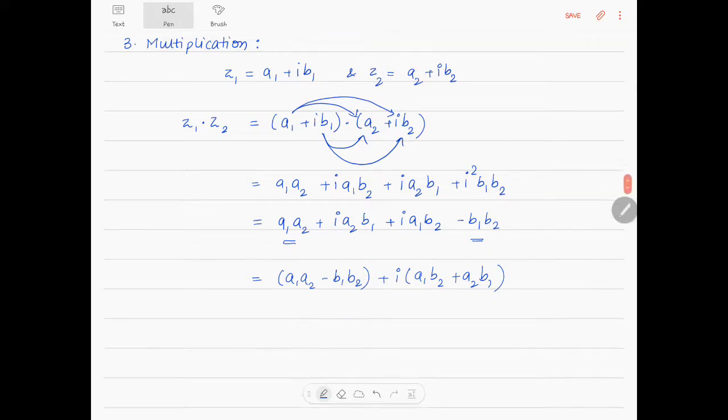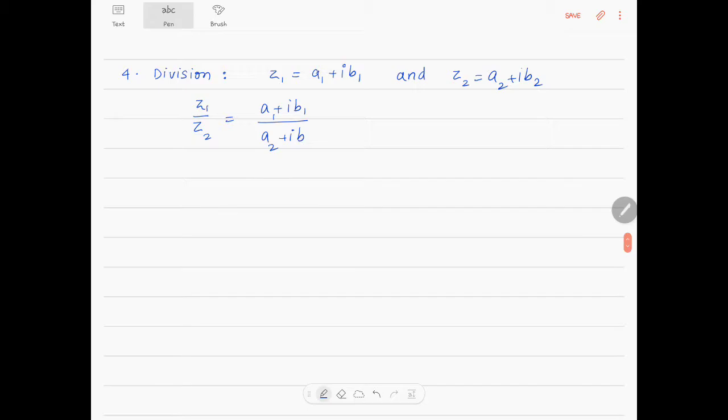Moving on, after multiplication we will do division. How do we do division? Let me write down the two complex numbers first. Let us say z1 equal to a1 plus i b1 and the second complex number is z2 equal to a2 plus i b2. If we want to divide z1 upon z2, we can write it as a1 plus i b1 by a2 plus i b2. So what to do in this case?